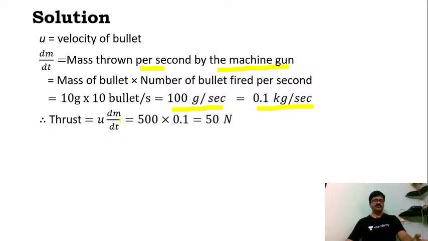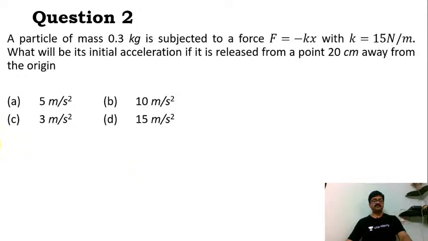So u into dm by dt will give you what? Rate of change of linear momentum, and that is nothing but what? Force or thrust. So which is 500 into 0.1, that should give me the value as 50 Newton. So 50 Newton is the required answer. Fine. Now let me just progress to the second question.